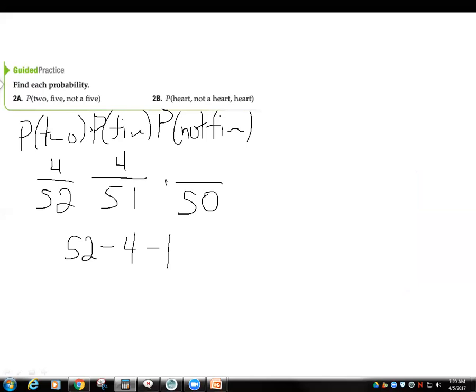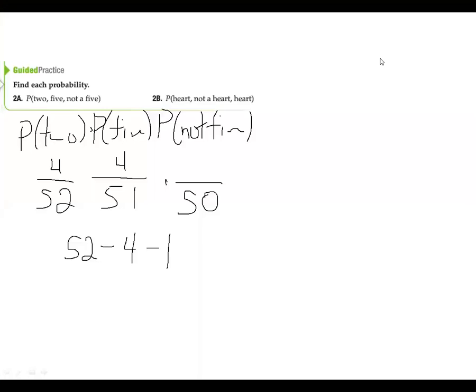Now let me just check something. Okay. So the probability of not a 5. So not a 5 is everything that's not a 5. So you already picked 2 cards here. Okay, let me start that over for a second.